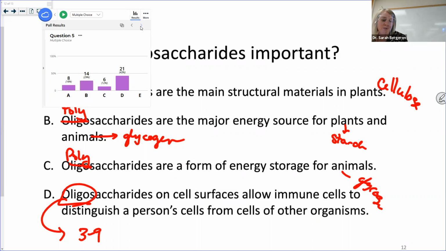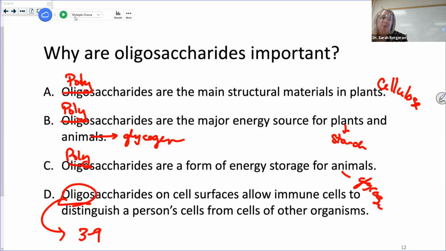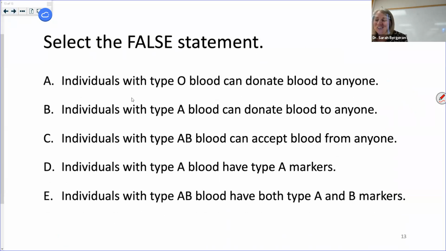All right. So question 5, it should have been D. It should have been D. So at least we went up. Okay. No, I got one more. All right. Last one.